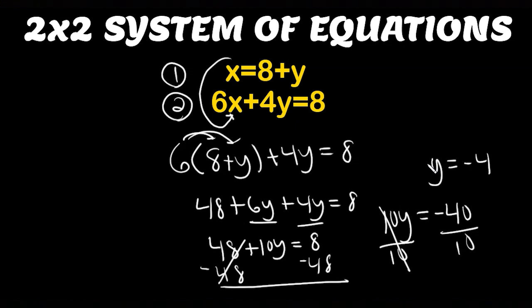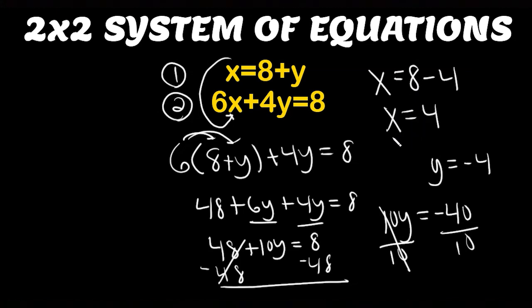To do that, I simply take y and plug it back into either one of these equations, equation 1 or 2, it doesn't matter. Pick the path of least resistance. They're both going to give you the same answer, so pick the equation that's easier. Equation 1 looks easier to me. So I'm going to write x is equal to 8 plus y, which my y is negative 4. So I'm just going to put here minus 4 for y. So 8 minus 4 will give me 4. So x is equal to 4.